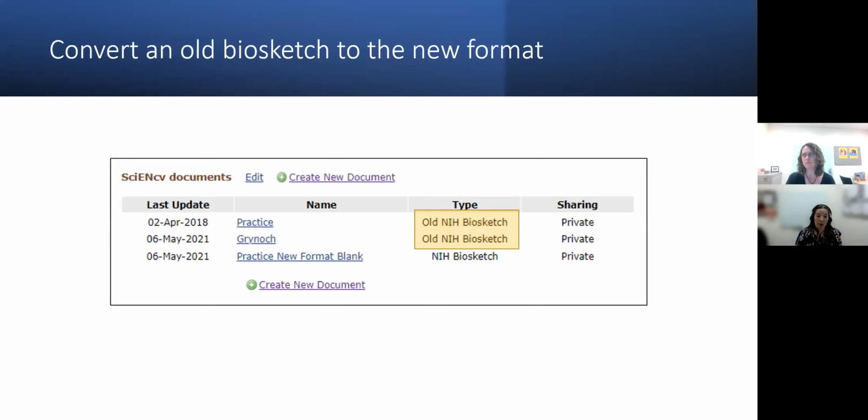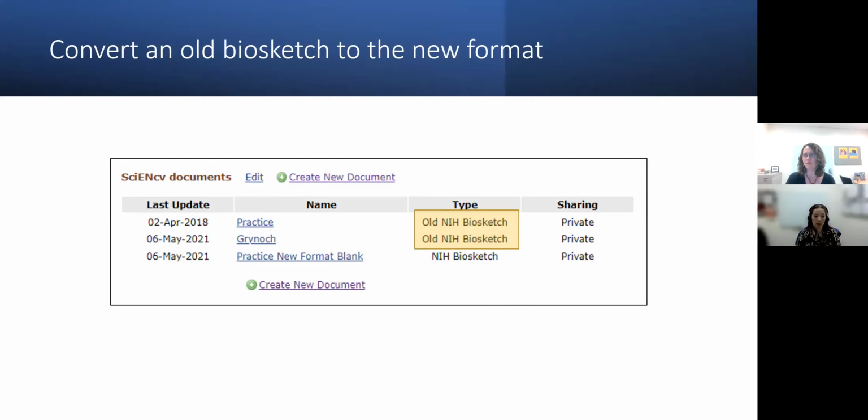To convert an old Biosketch to the new format, you'll notice that all your old Biosketches have the type labeled Old NIH Biosketch. Any new ones are just called NIH Biosketch. To update these, you can use the process I was describing earlier to use one of your old NIH Biosketches as a template for your new Biosketch.